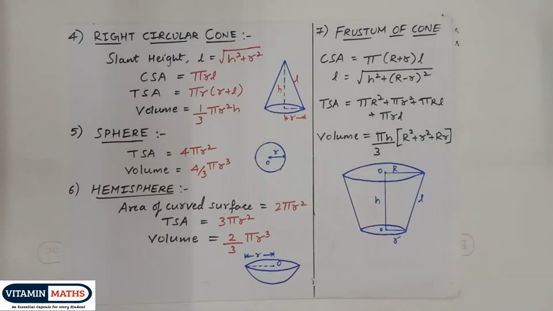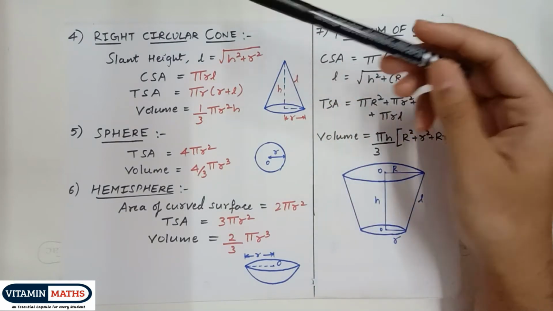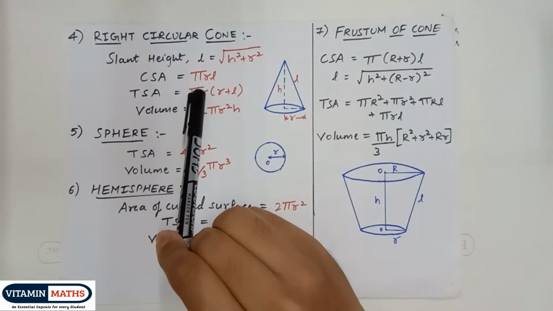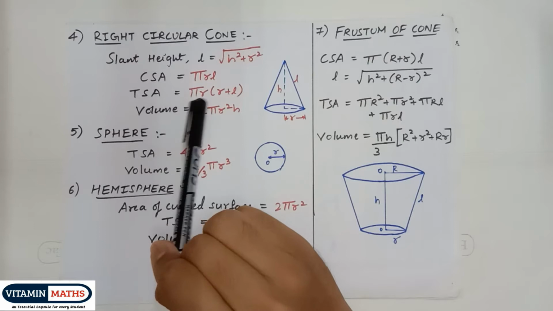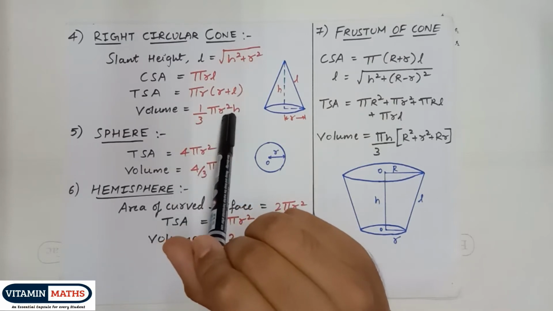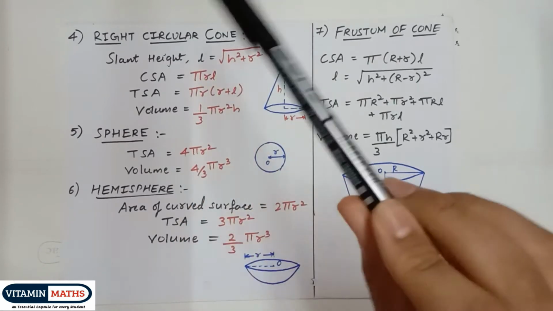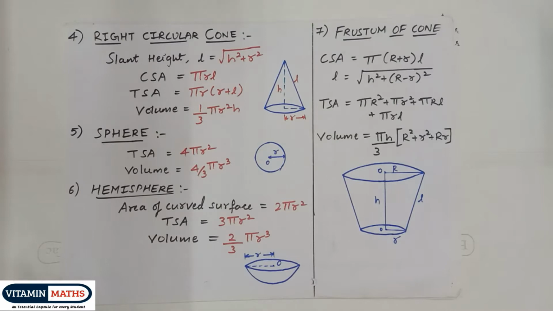Next, the fourth one is the right circular cone, with slant height l. Curved surface area is pi r l, total surface area is pi r into (r plus l), volume is 1 by 3 pi r square h, that is, 1/3 the volume of the cylinder. The volume of a cone is 1/3 the volume of the cylinder, and the volume of the cylinder is pi r square h.